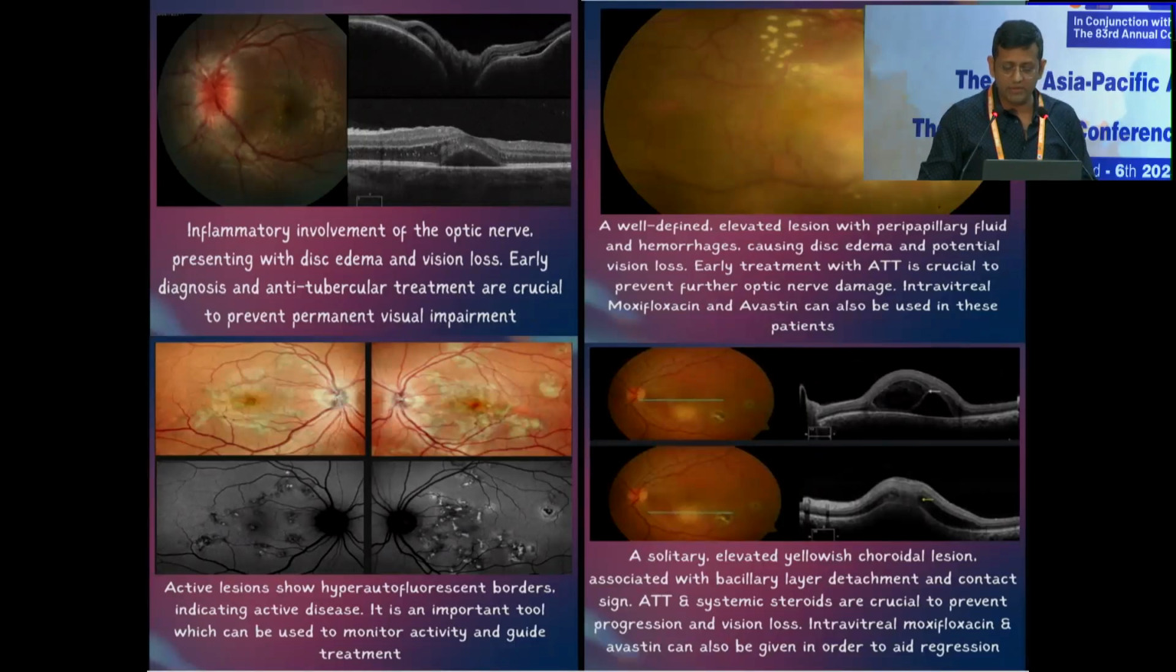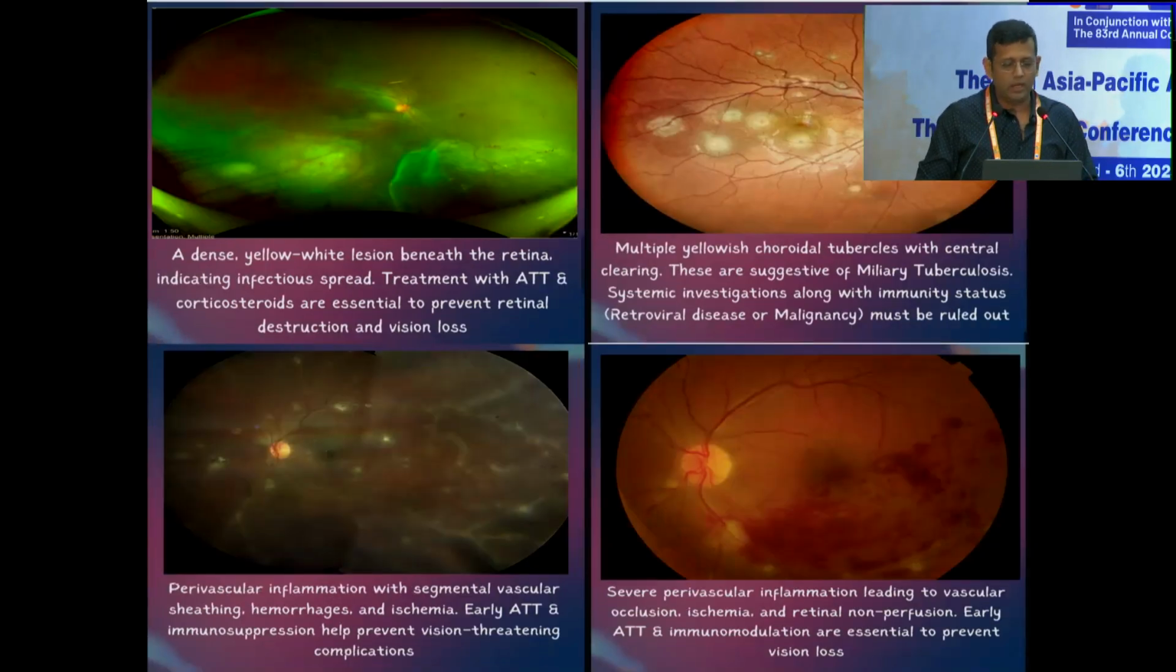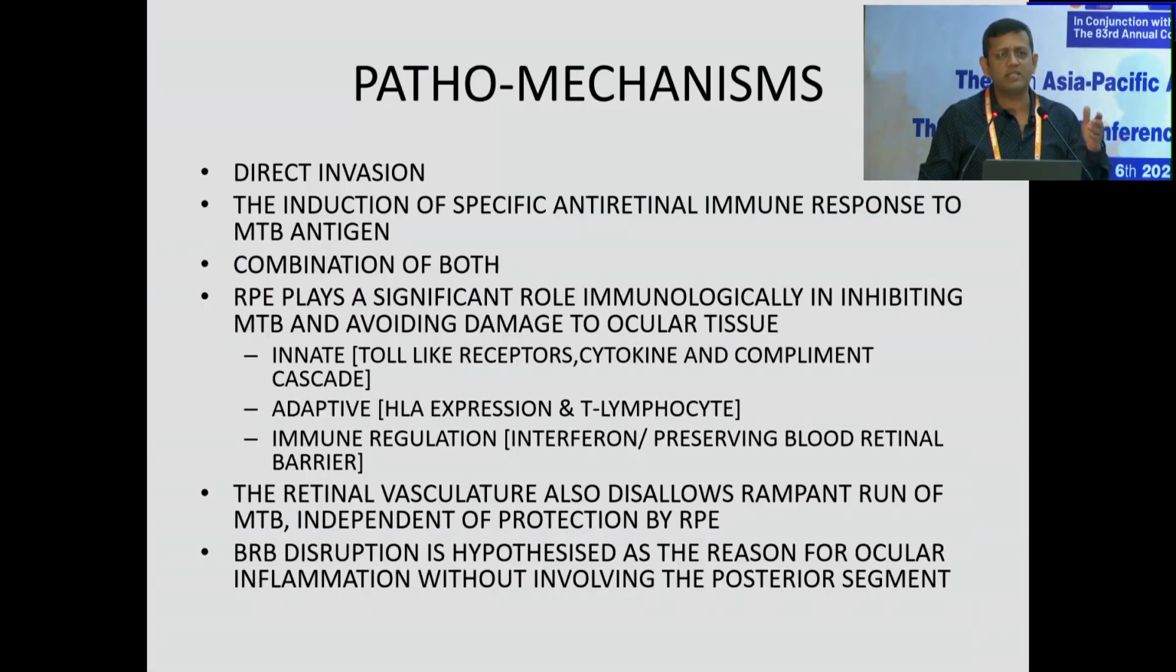or if you see a solitary elevated choroidal lesion, a choroidal lesion with exudative detachment, or these multiple yellowish choroidal tubercles with central clearing, or periphlebitis or occlusive phlebitis, as you can see in the slide, or a branch vein occlusion which is resulting from perivascular inflammation. So these are some of the cases where you should have a very high index of suspicion that the patient is suffering from tuberculosis, and the uveitis is basically because of that.